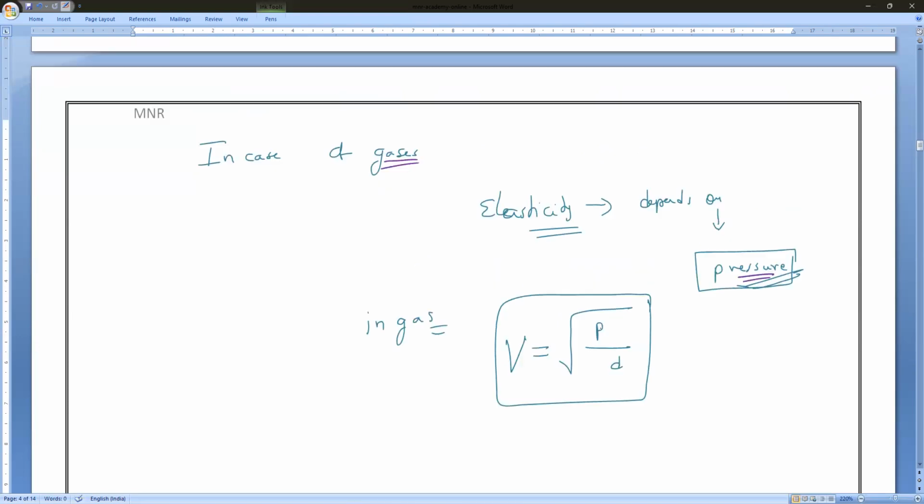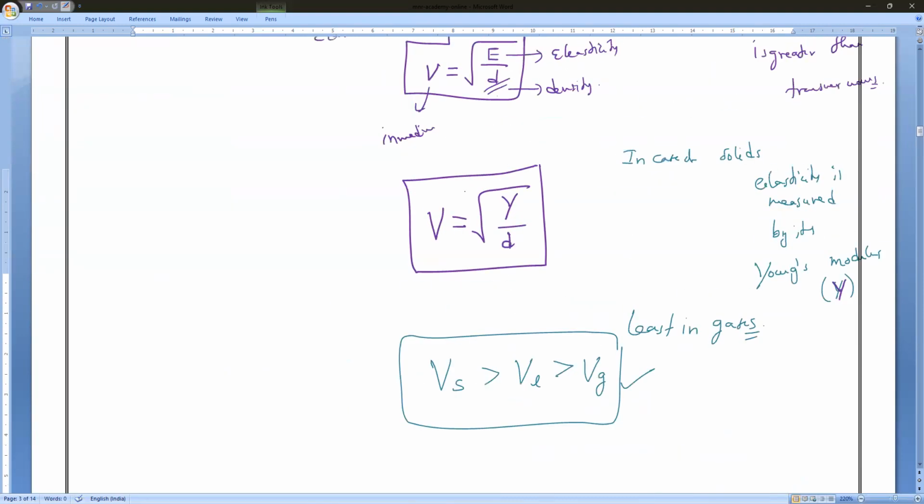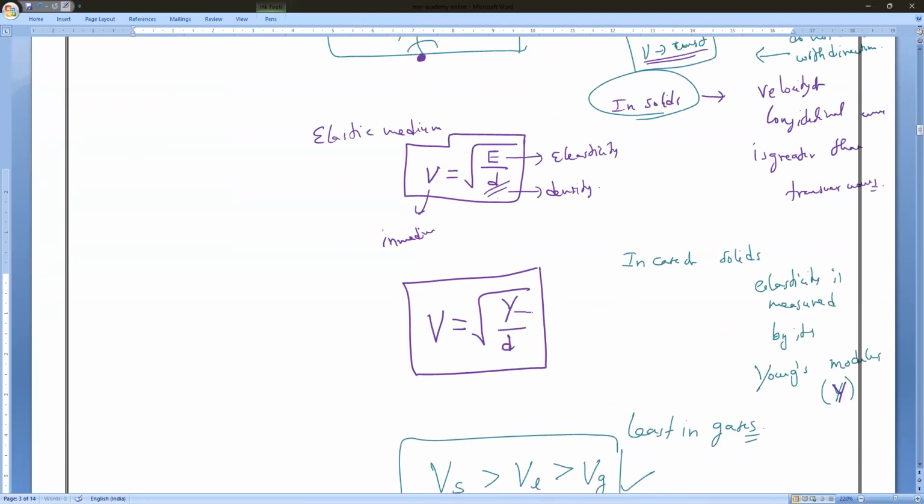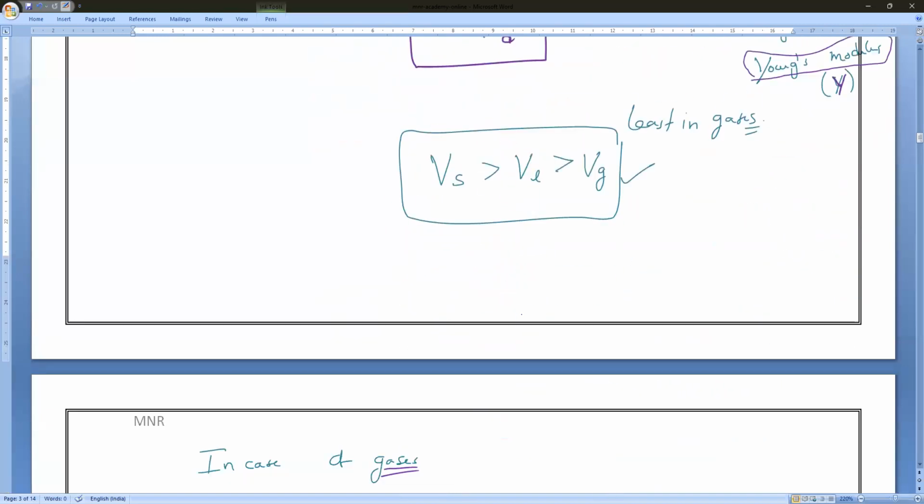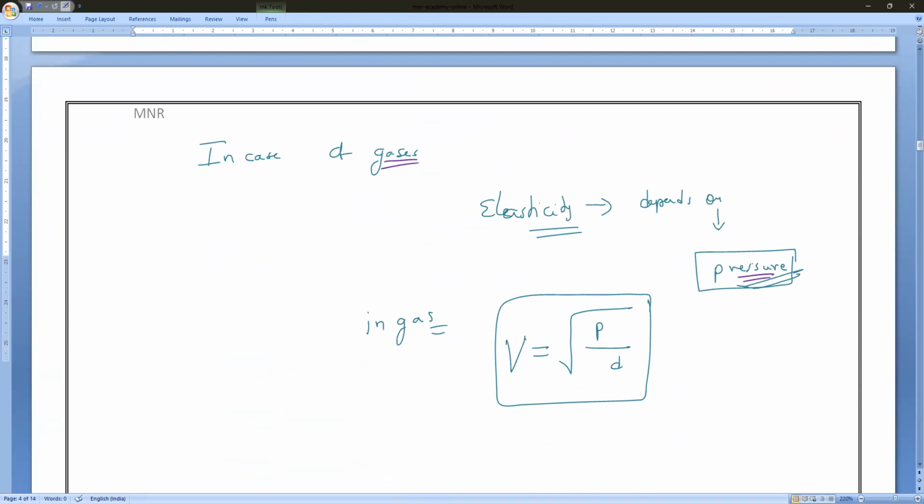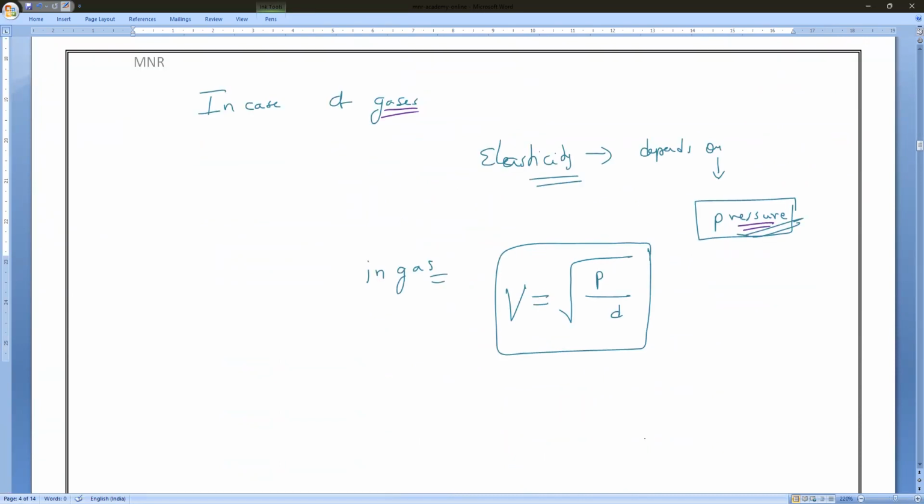In solids, elasticity depends on what? Young's modulus. So it is root Y by D. In gases, elasticity depends on pressure, so it is root P by D. Is it okay, guys? Yes. So P and D are the pressure and density of a gas. So this is what you have to remember.